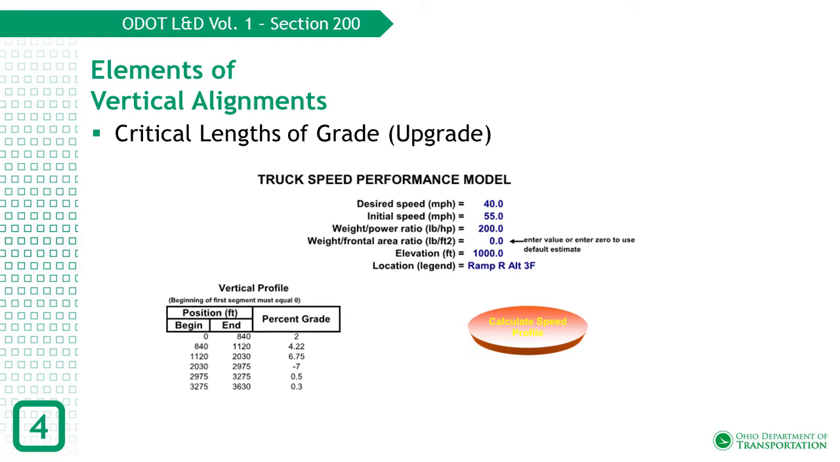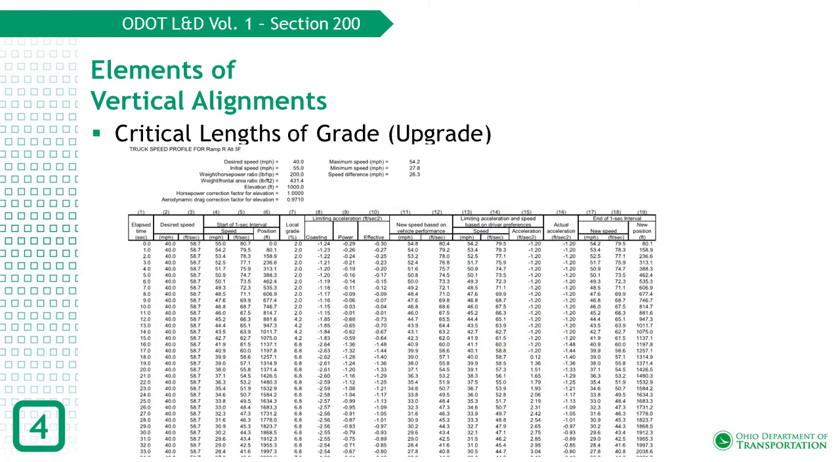The section on the left is the input of the profile grades that represents the entire length of the vertical alignment. This is the output of the table that was created using the spreadsheet tool, considering the vertical profile and the truck weight to horsepower ratio. The highlighted row shows where along the vertical profile the truck is anticipated to drop below 40 miles per hour.